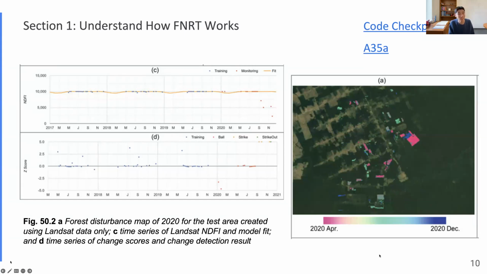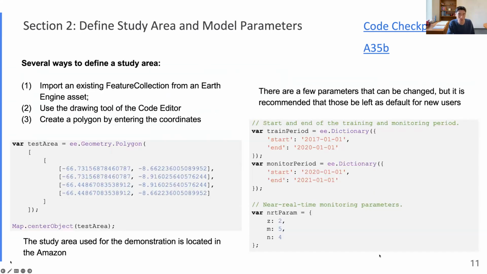I'm going to go into specifics, basically trying to show you how we get there, how you can do all of this with Google Earth Engine. So starting with section 2, we want to begin with defining a study area and defining a few model parameters. To define a study area, there's different ways you can do it. You can import an existing feature from an Earth Engine asset. You can upload a shapefile to Earth Engine, and then you can import it from there. You can do it by just using the drawing tool in the code editor by drawing a box, or you can just create a polygon by entering the coordinates.